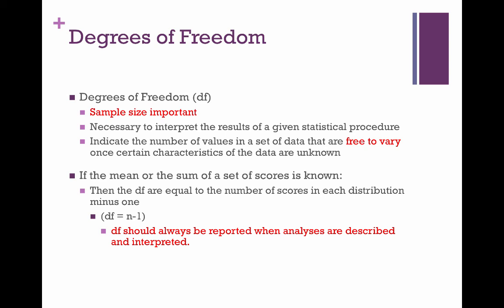Finally, you might see degrees of freedom. This is part of the sample size. It's necessary to interpret the results of a given statistical procedure. It indicates the number of values in the set that are free to vary once certain characteristics are known. If the mean or the sum of a set of scores is known, then the degrees of freedom are equal to the number of scores in each distribution minus 1. This is always important. Degrees of freedom is usually reported near your level of significance. So it's the number of values that were free to vary once all the characteristics in the data were known.